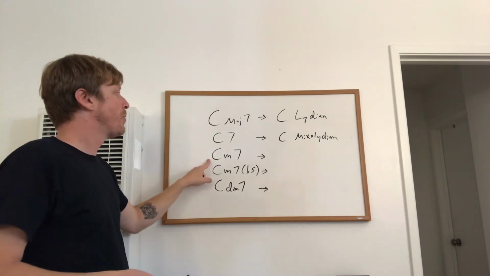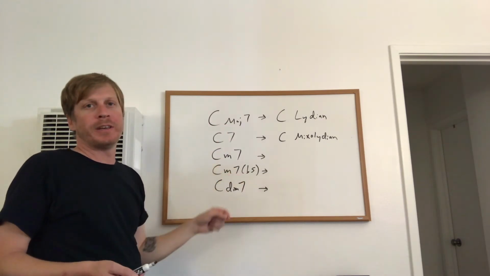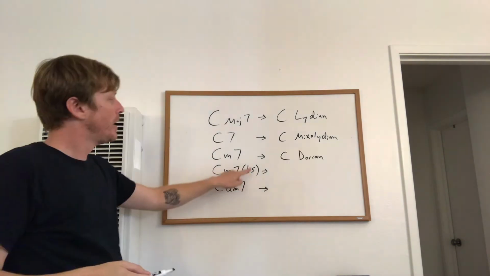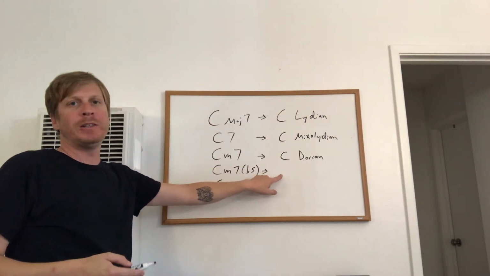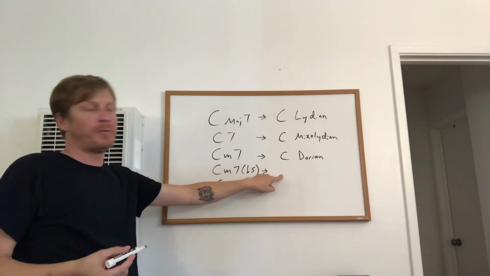For a minor 7 chord, we're usually going to choose to play a Dorian scale, which is the 2nd mode of major. Okay, and for a C minor 7 flat 5 chord, we would choose to play a C Locrian scale, which is the 7th mode of major.